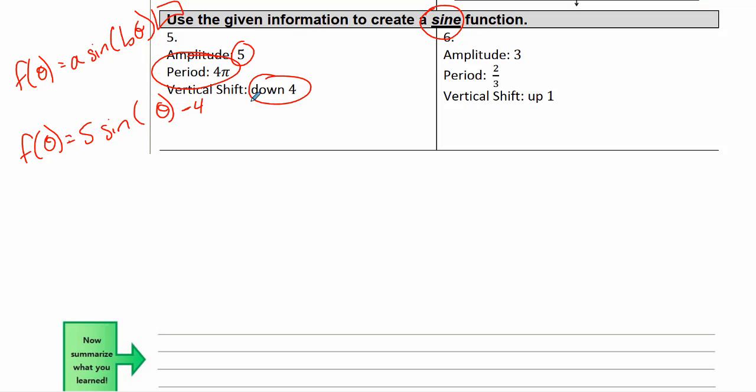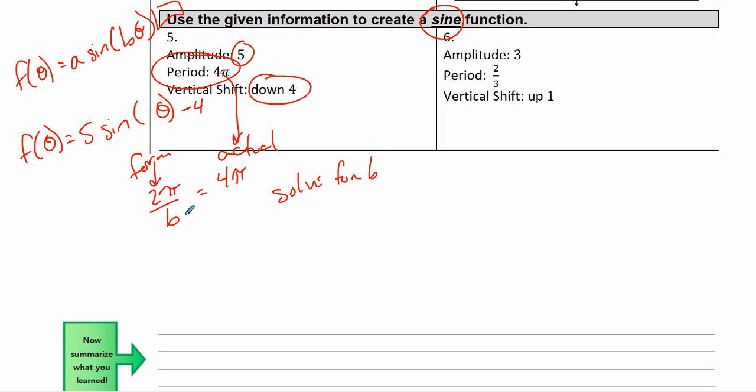The period is what's going to get you. How do I do that? Well, remember the formula for period: 2 pi over b equals 4 pi. 2 pi over b is just a formula. 4 pi is the actual period. So this is the formula, this is the actual, and I want to solve for b.